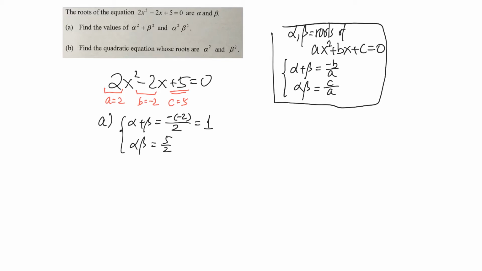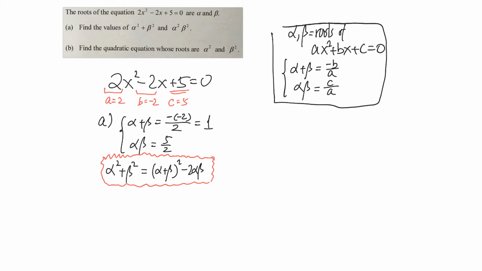And then alpha beta equals c over a, which is 5 over 2. So we've got this information, and then we can continue to do what the question asks: alpha squared plus beta squared. Now, it is very important to remember how to calculate alpha squared plus beta squared. It is actually alpha plus beta bracket squared minus 2 alpha beta. This is a very important thing that you need to remember.